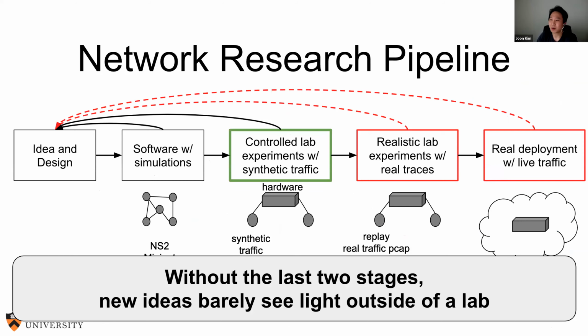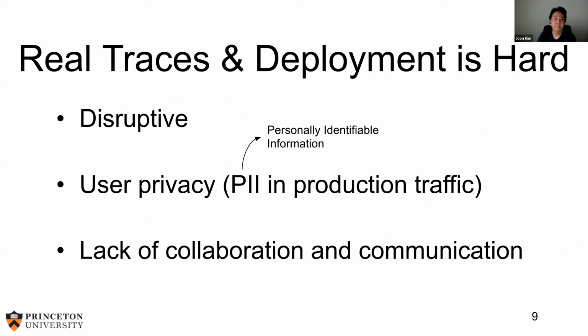So we still have this problem. It is not a surprise that it's hard to get real traces and real deployments going on. There are multiple reasons for this, but just to point out three major ones. First of all, getting a real deployment in a production network is disruptive, right? In operational networks, it's all about uptime. You have to make sure it's running, and putting something experimental or testing on a production network is bound to be a bit disruptive.